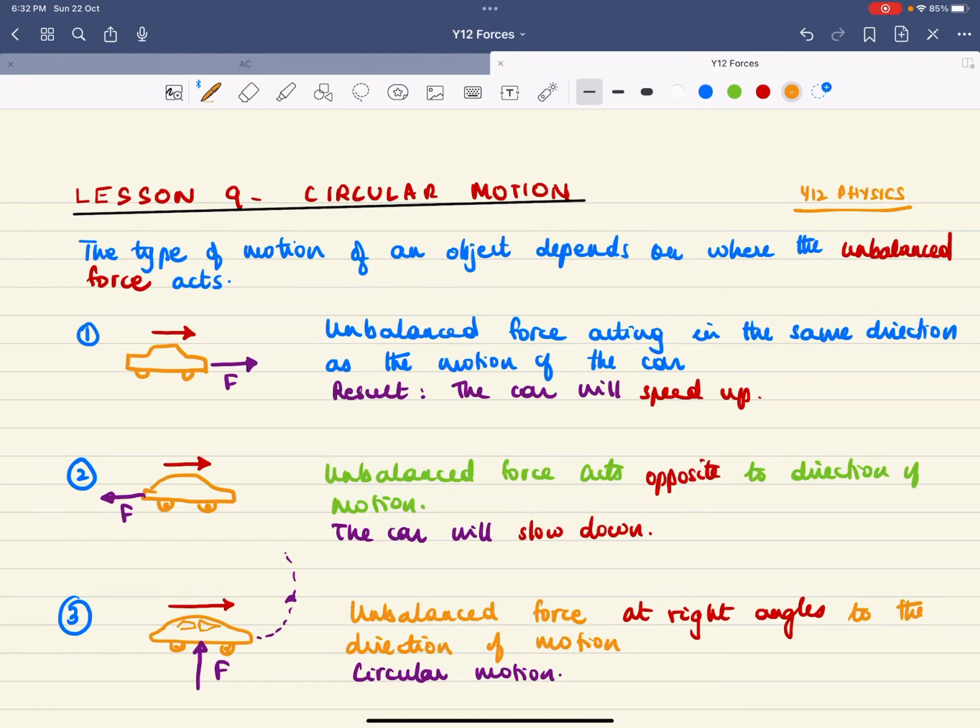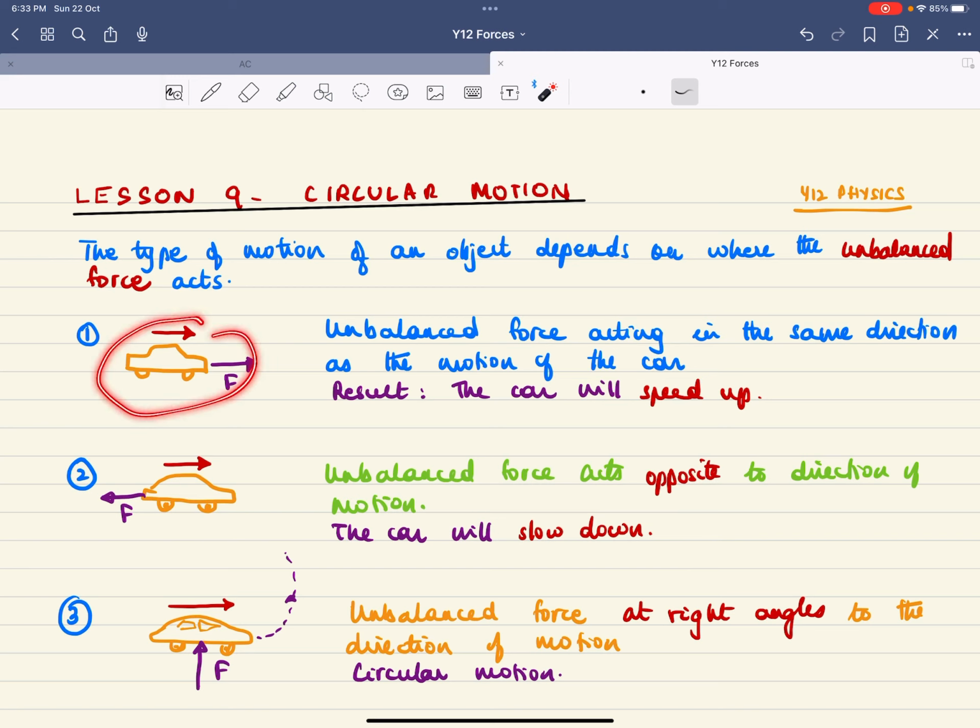For Year 12 Physics, this is Lesson 9 on forces, and this one is on circular motion. I'll also cover Lesson 10 because that's looking at problems on circular motion. The type of motion of an object depends on where the unbalanced force acts.